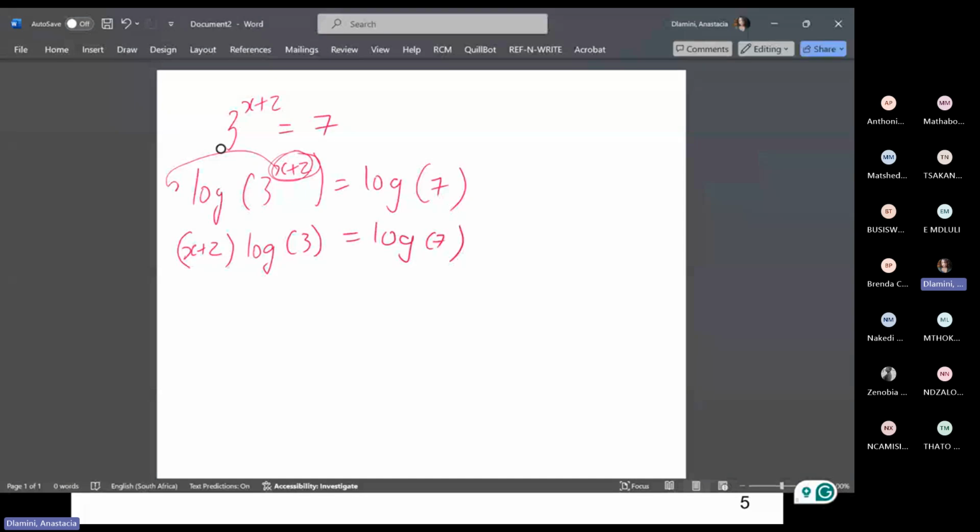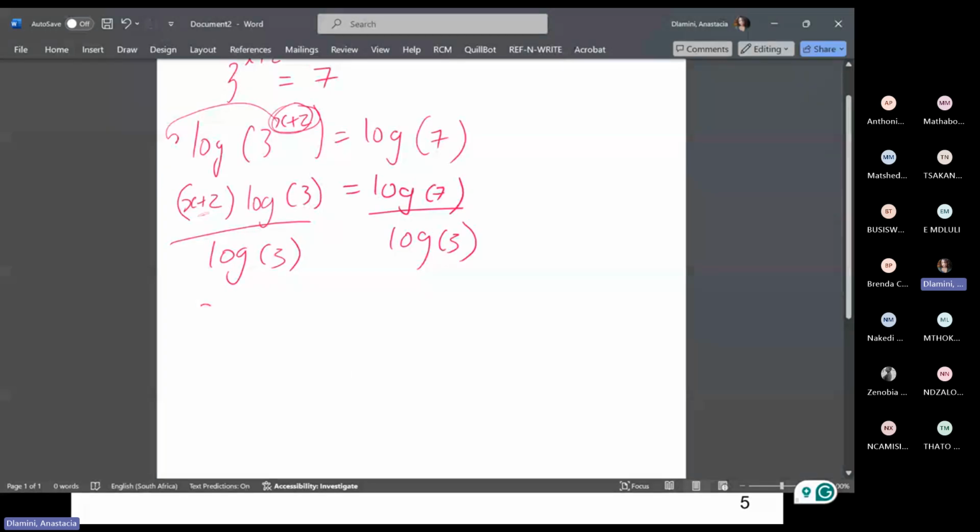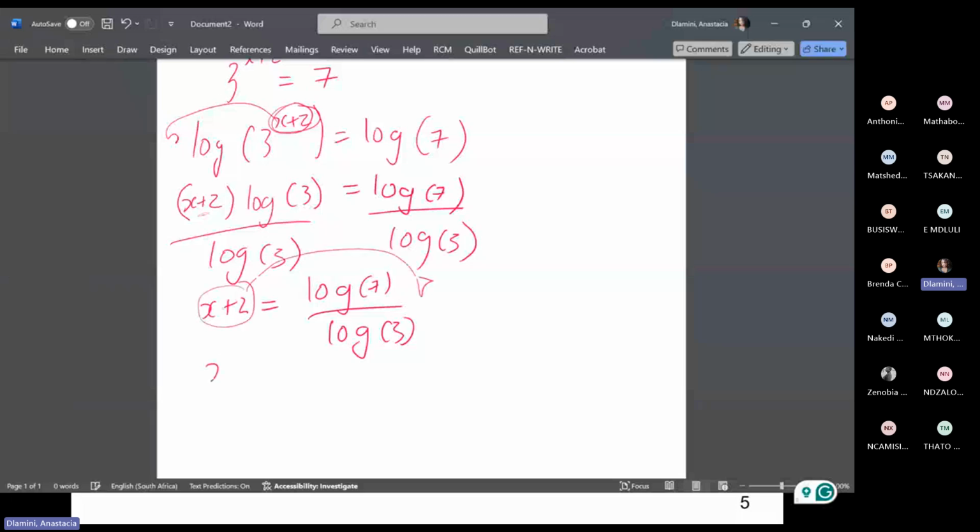Now, because we are solving for x, we want to take this part over here and divide. So we want to divide by this part, remove this part first. So we can say log of 3 divided by log of 3, divide both sides. Then we're left with x plus 2 is equal to log of 7 over log of 3. Now, because we are looking for x and not x plus 2, we have to take the 2 to the side. So then x is equal to log of 7 over log of 3 minus 2. Are we together there, guys?